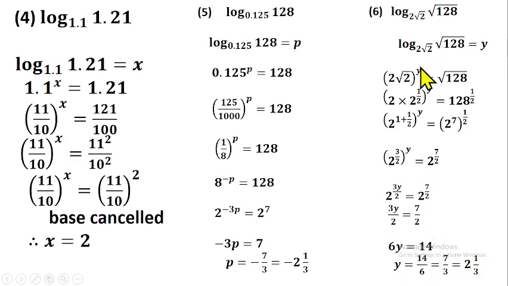So I can raise 2 root 2 raised to power 7 over 3 to give us root 128. That's what this one literally means. I hope you are following me very well.